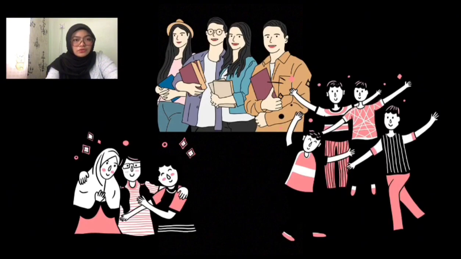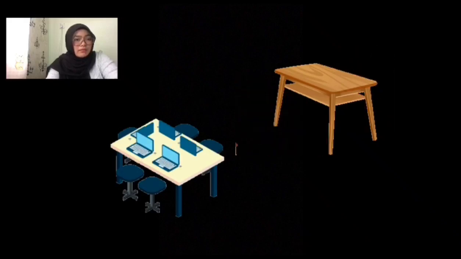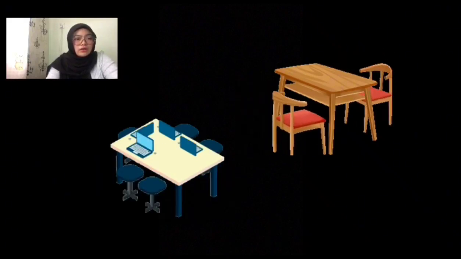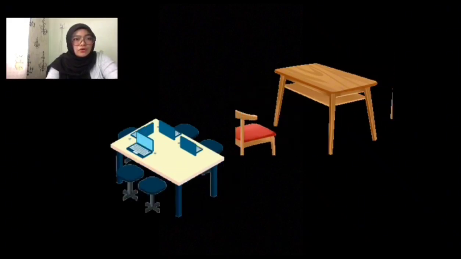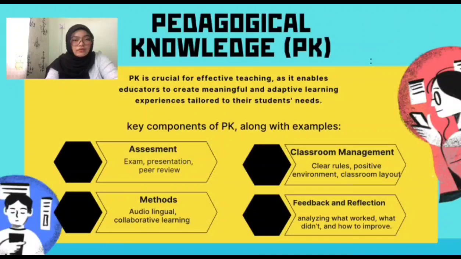Other than that, teachers also need to create a positive environment. They need to organize a reward system. For example, students who did well on their exam will get a reward. Lastly, classroom layout. The teacher needs to arrange the tables, the desks, the chairs, ensuring all materials are organized and easily accessible to students, so it can help students to study comfortably.